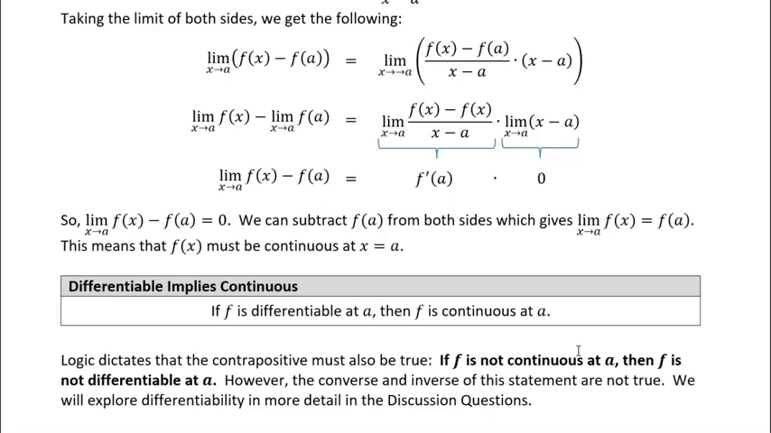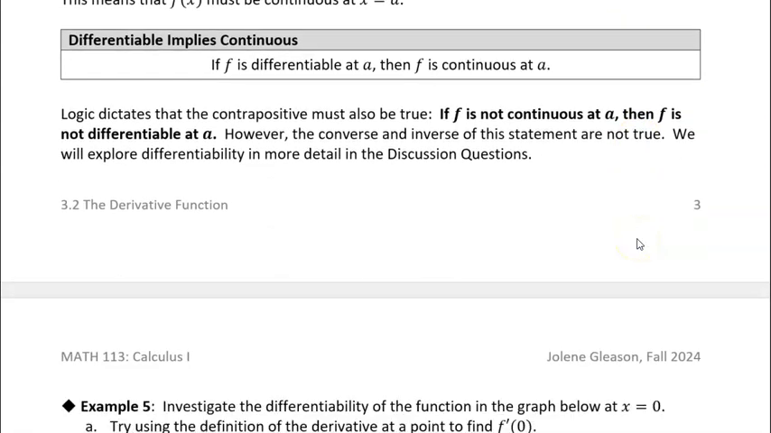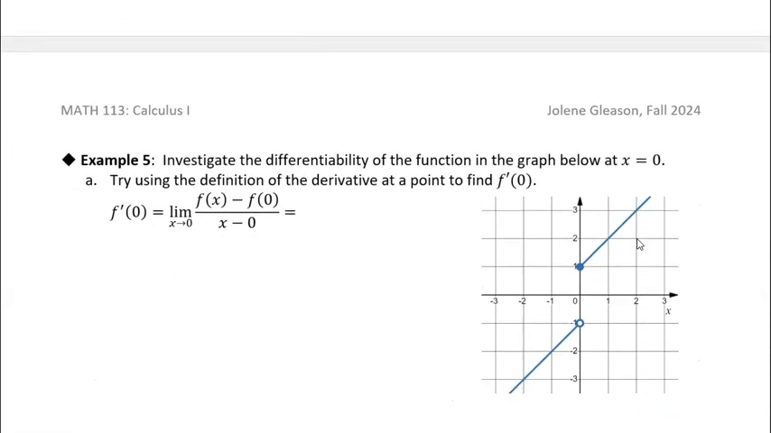If that's true, then the contrapositive also has to be true, which means that if f is not continuous at a, then f is not differentiable at a. We're going to look a little bit more at this in class, but that last statement made me think, well, what the heck? What about a function like this?